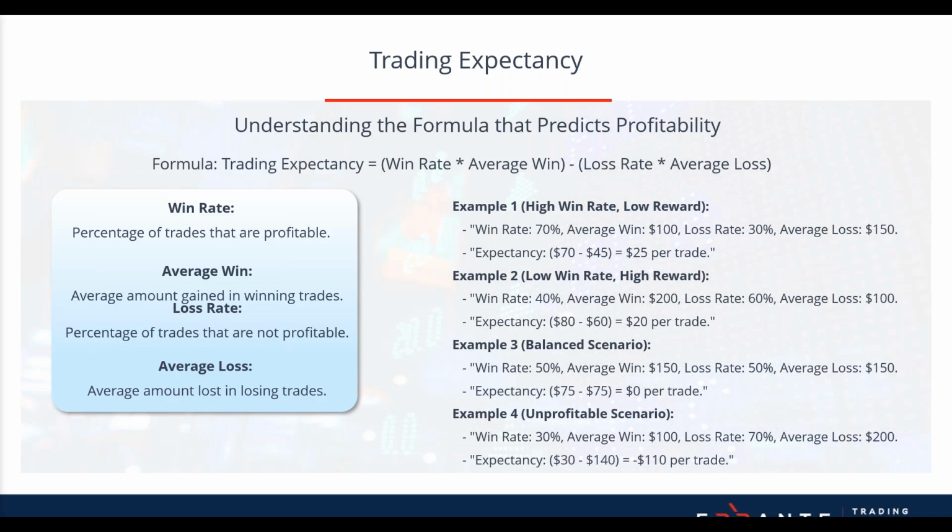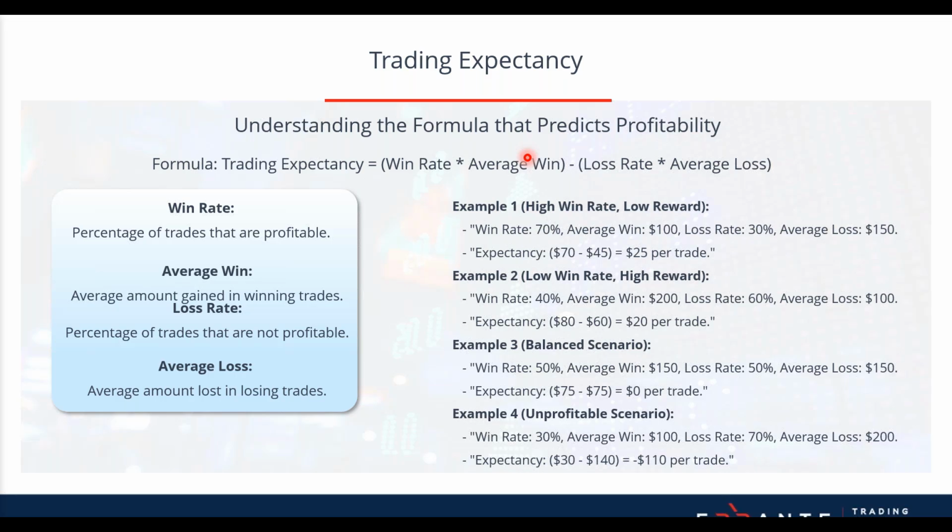Let's now turn our attention to trading expectancy, a vital metric in forex trading that forecasts the average profitability of your trades. It's the numerical expression of your trading strategy's effectiveness. Trading expectancy is calculated using a straightforward yet powerful formula: the difference between the product of your win rate and average win and the product of your loss rate and average loss, as you see here in this formula. This formula gives us a clear view of what to expect from our trading strategy over time.